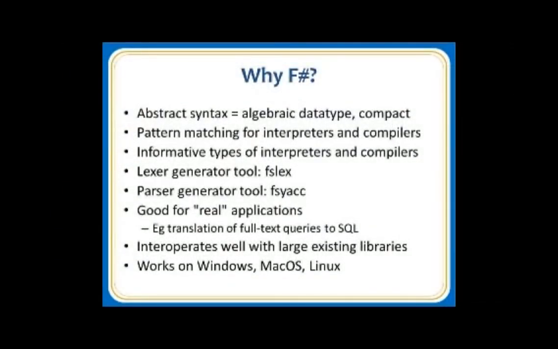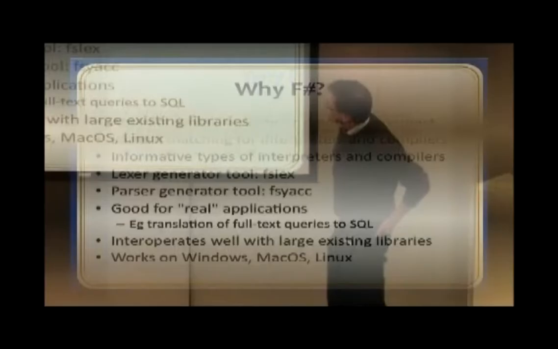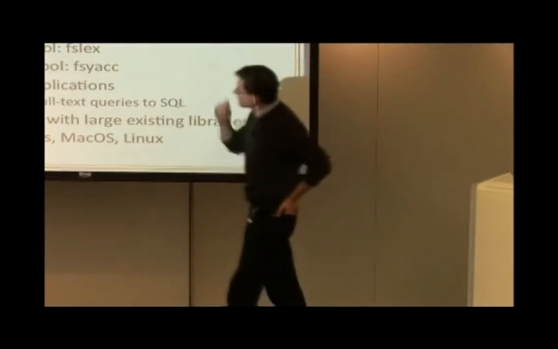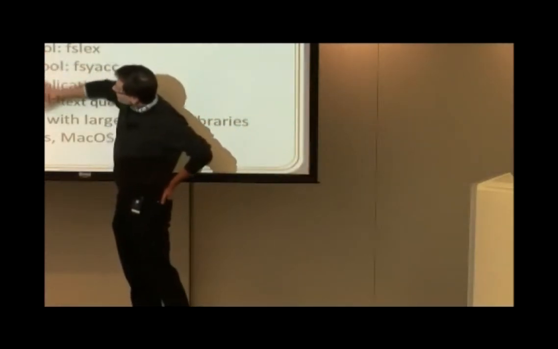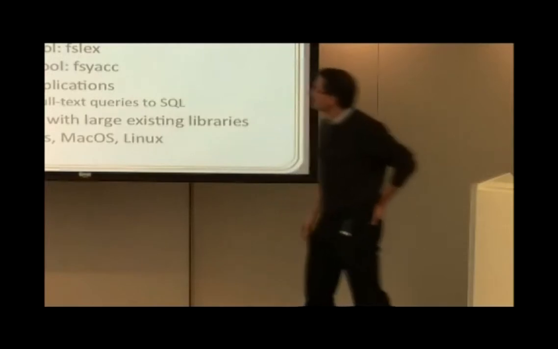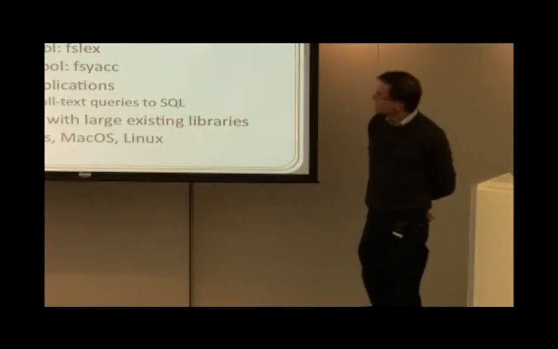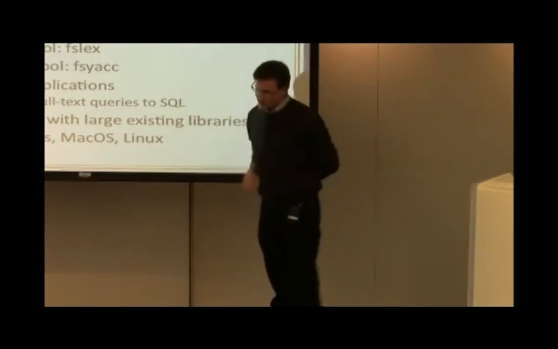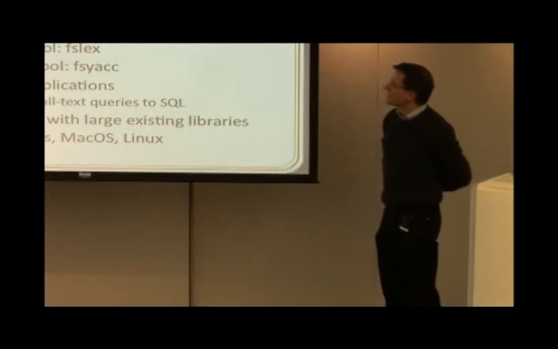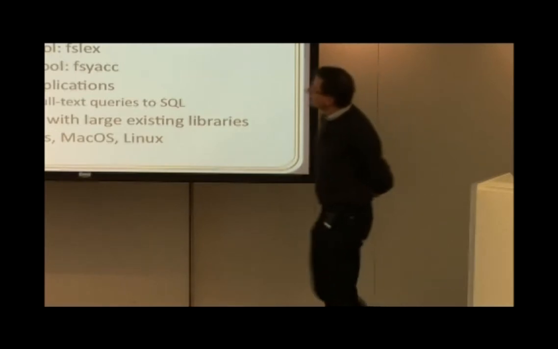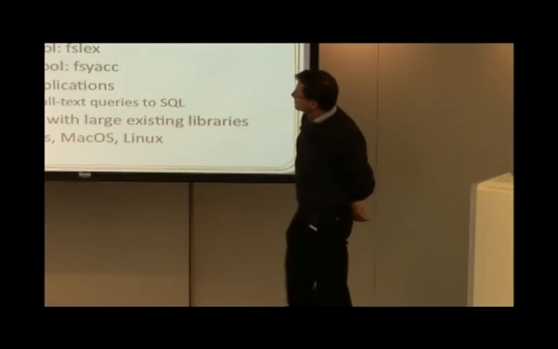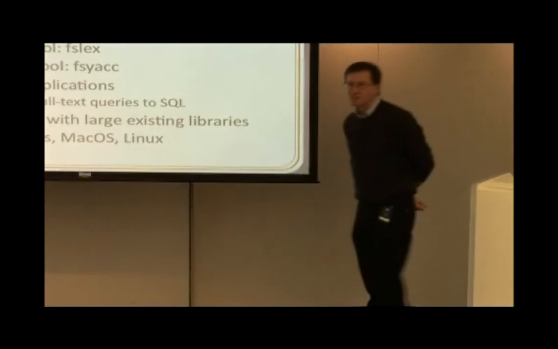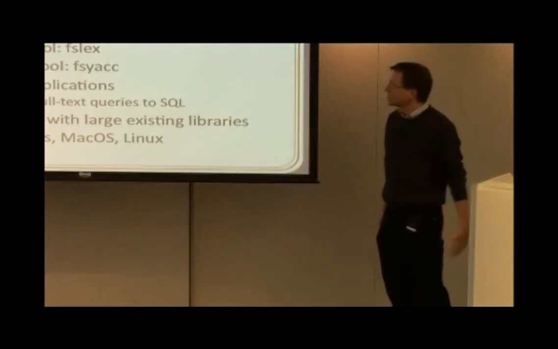So why F#? Many of these reasons go for other strongly statically typed functional languages as well, but the primary reasons are these two and these, that in F# and ML and so on, the abstract syntax can be represented by algebraic data types in a very compact way, and then interpreters, compilers, optimizers and so on can be written using pattern matching. So that's no surprise there at all. But that's a reason for doing it. And also types on interpreters and compilers, especially those interpreters that use continuation style. The types present a lot of information about what the evaluator does.